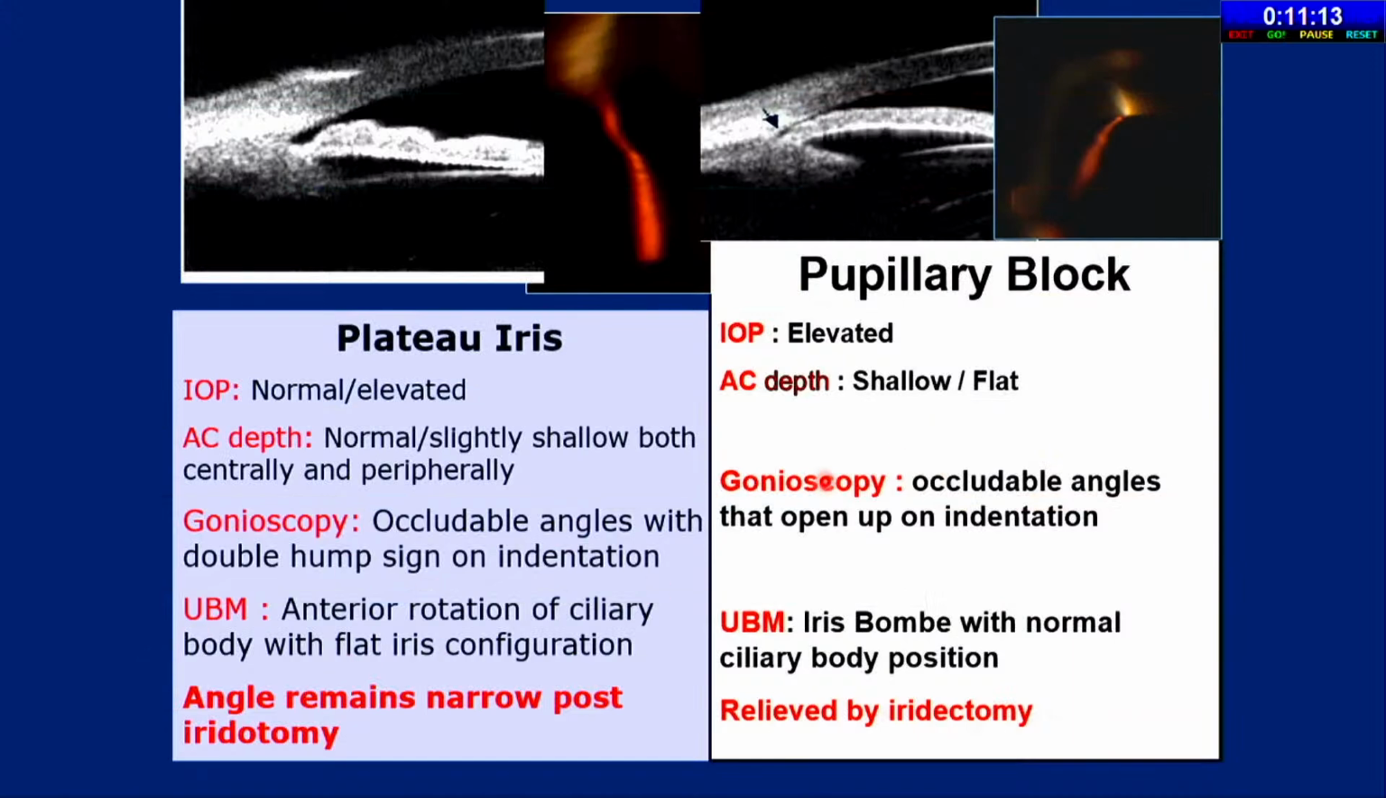So these are some of the differences between the pupillary block and plateau iris. So in pupillary block, as you can see, the AC will be almost flat, but in plateau iris, since the elevation is at the mid-periphery, the central iris, AC depth may be normal, and the pupillary block, as we know, is relieved by iridotomy, whereas the plateau iris will not get relieved by iridotomy. So you have to then perform another procedure.